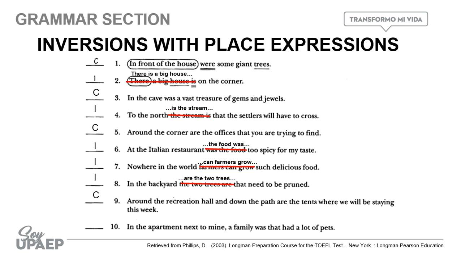Number 10, in the apartment next to mine, a family was that had a lot of pets. It is incorrect because you need an inversion. In the apartment next to mine was a family that had a lot of pets.